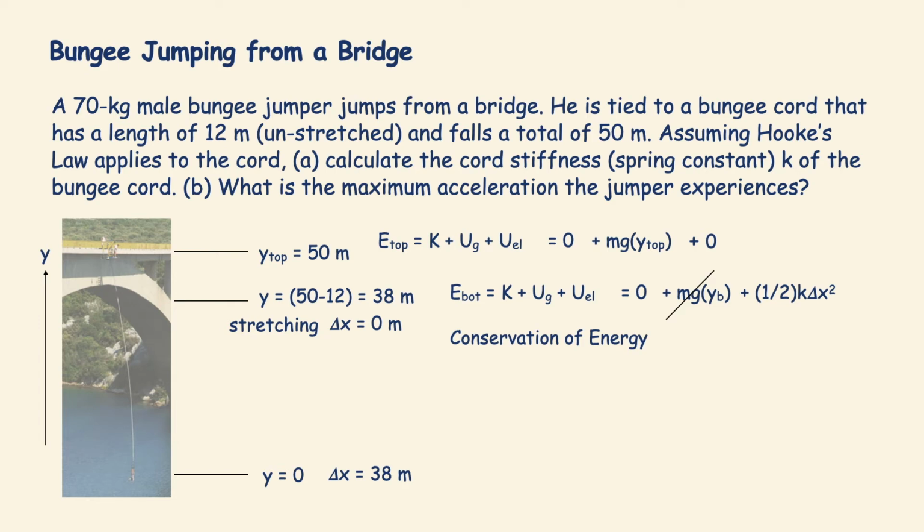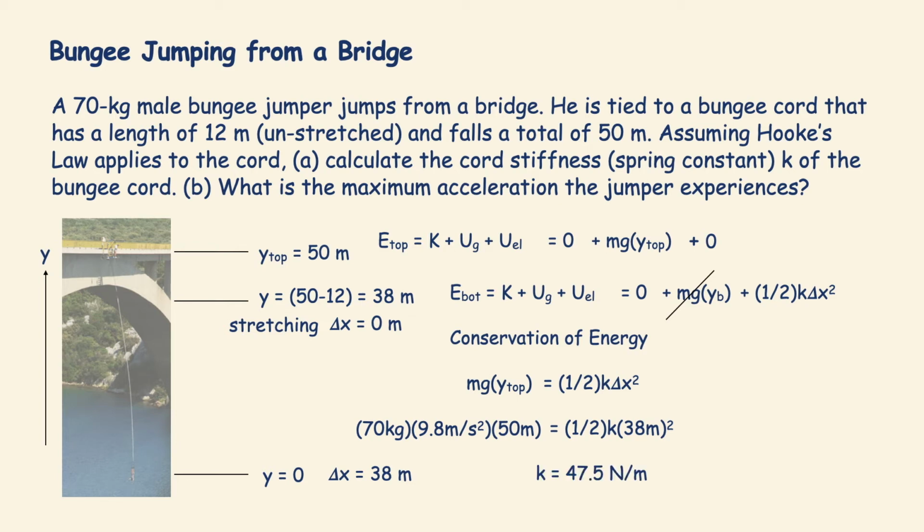When I apply the conservation of energy principle, I will have the total mechanical energy at the top of the bridge, which is mgy at the top, has to be equal to 1/2 k Δx² at the bottom. Numerically, that will be 70 kilograms for the mass of the jumper, 9.8 meters per second squared for the gravitational acceleration due to the Earth, 50 meters, the height of the bridge, has to be equal to 1/2 the unknown elastic spring constant of the cord k times the stretching at the very bottom, which is 38 meters squared, which gives me for the spring constant or the cord stiffness k to be 47.5 newtons per meter.